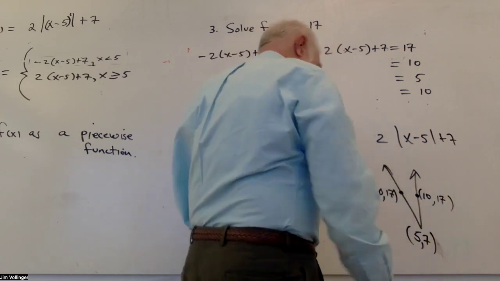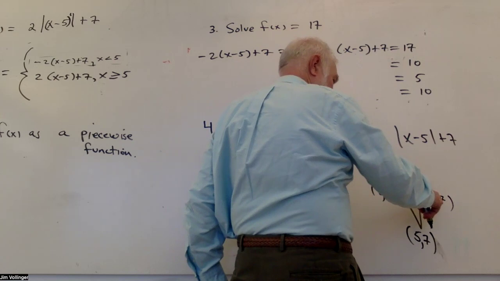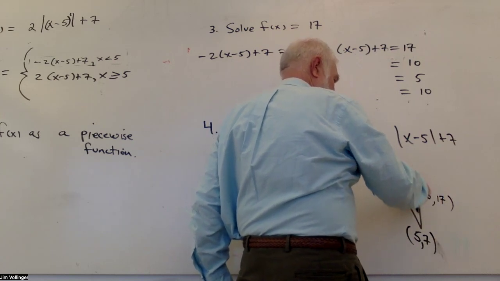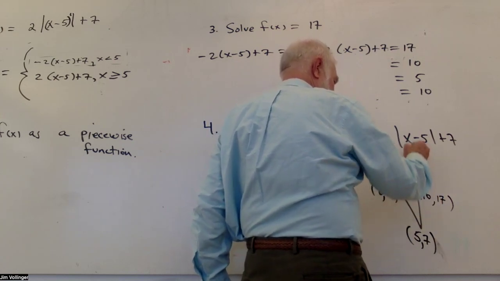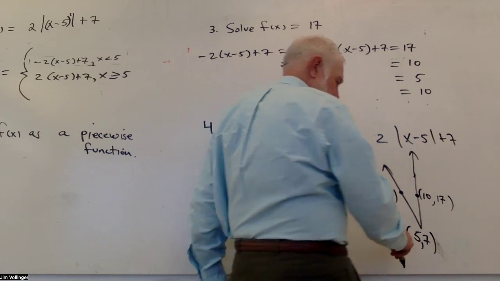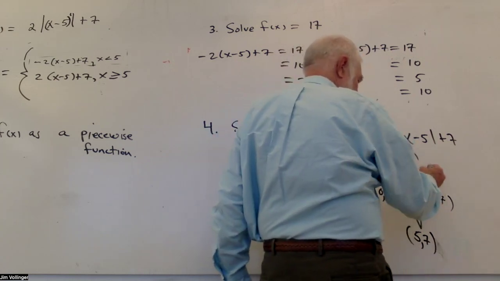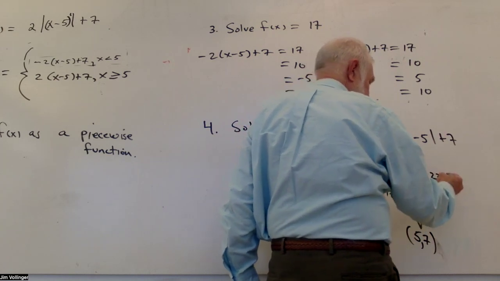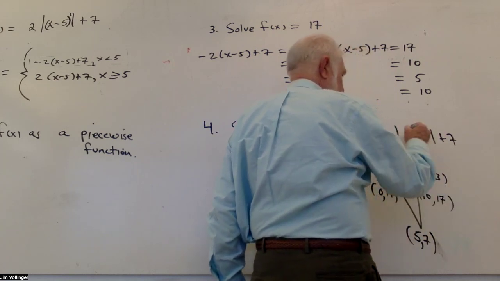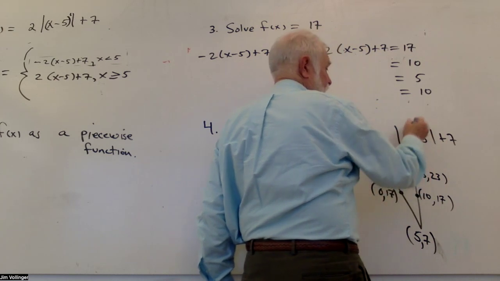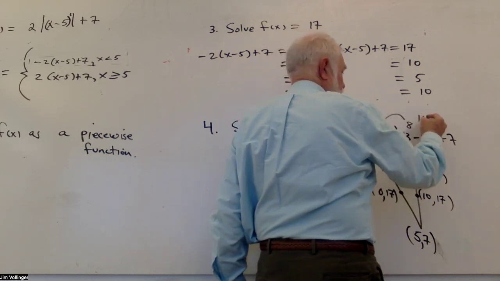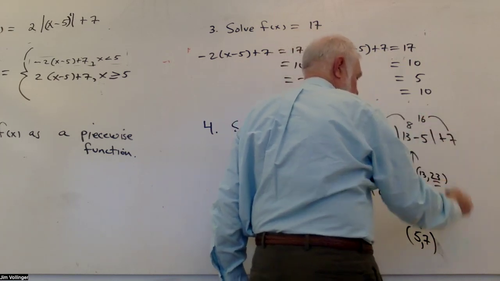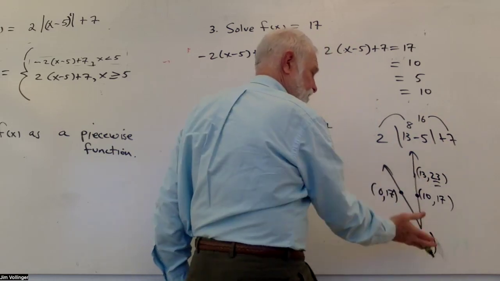All right, so if I change by 5 units, I'm going up 10. So therefore, if I change by another 3 units, I should go up 6. So 13 should get me 23. Let's put 13 in. Oh, well, that's 8. 2 times 8, 16. 16 and 7, 23. And it looks like it's positioned correctly.